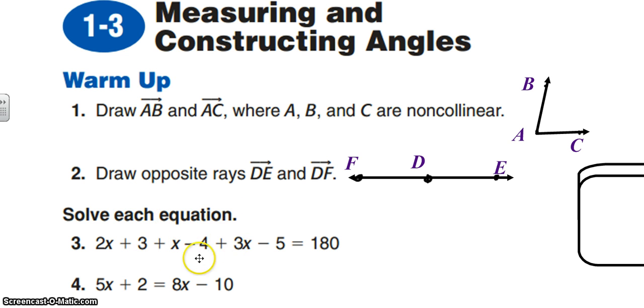Solving for x, combine your like terms, and you should have x equals 31, I think. And solving for x in number 4, you should have x equals 4.